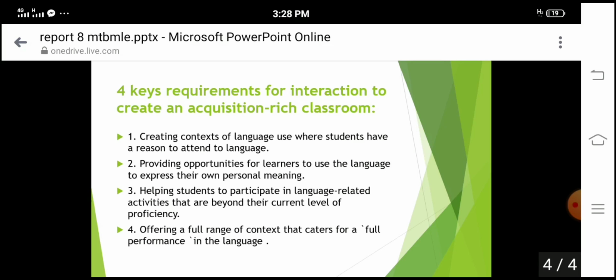Number 4, offering a full range of context that caters for a full performance in the language.